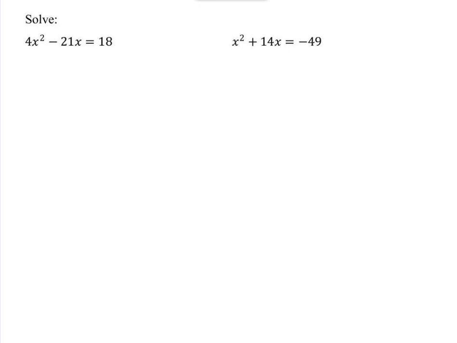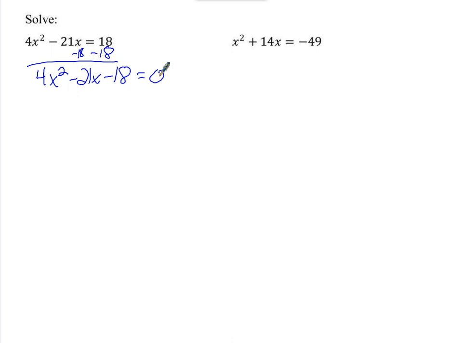On your homework, you might also see something like this. We've kind of seen something like this before. What do we need to do here? We can't do the zero product property here if this isn't a 0. So we got to get everything on one side, equals 0 on the other side. So now I have 4x squared minus 21x minus 18, and now I have equals 0. So now I can factor and use the zero product property.